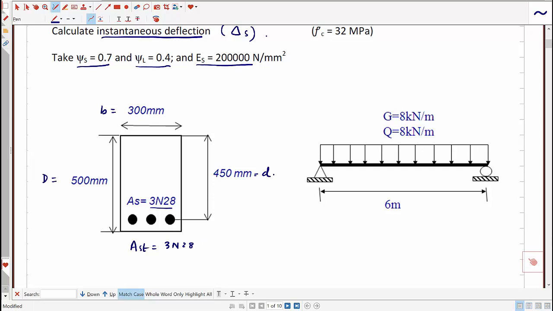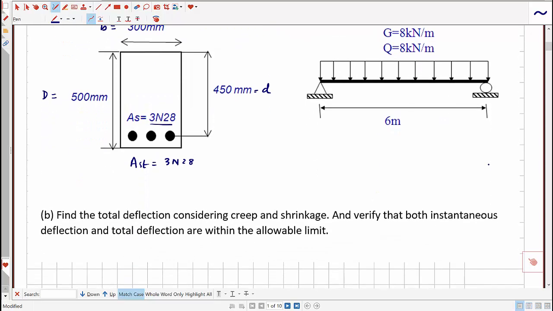So first question is to find instantaneous deflection in the beam, that is the short-term deflection, and the second part of the example question is to find the total deflection of the beam. That includes the creep and shrinkage factor as well, that is the delta total we have to find. And we have to verify that both instantaneous deflection and the total deflection are within the allowable limit. Now let's see how we proceed with this.